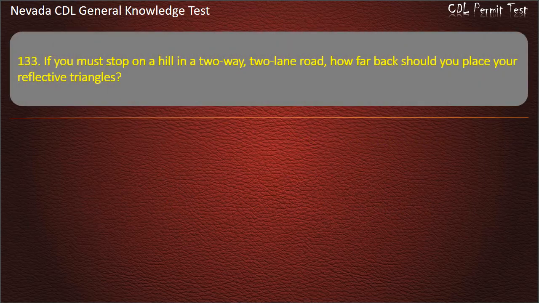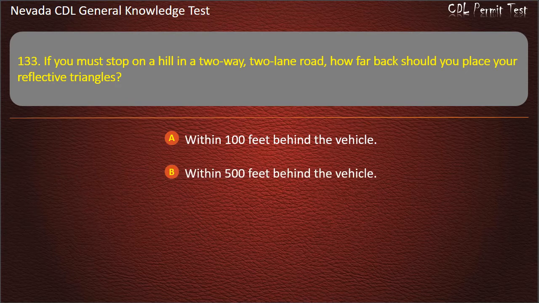Question 133. If you must stop on a hill in a two-way, two-lane road, how far back should you place your reflective triangles? Within 100 feet behind the vehicle. Within 500 feet behind the vehicle. Within 250 feet behind the vehicle. Answer. Within 500 feet behind the vehicle.